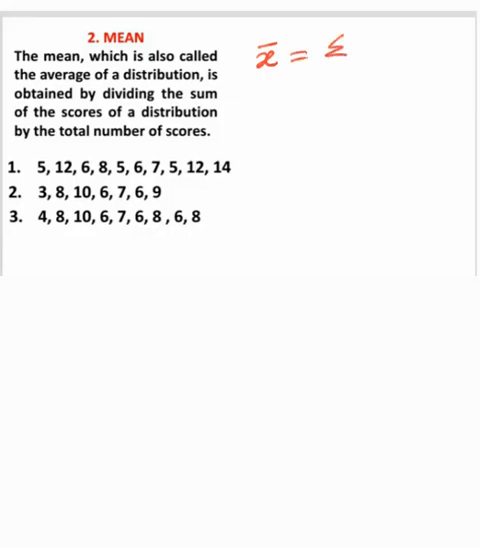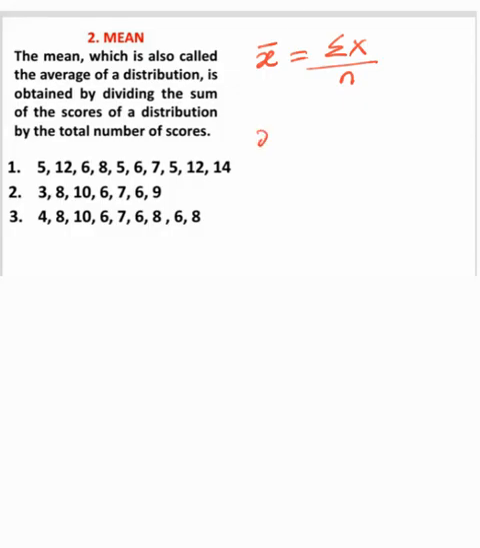So we are required to calculate the mean, and the mean is simply given as the sum of the scores of the distribution, that is summation of X, over the total number of the scores, that is F or N if you like. So we can give the mean as summation X over N, where N is the total number of scores in that distribution. So take note of this formula.